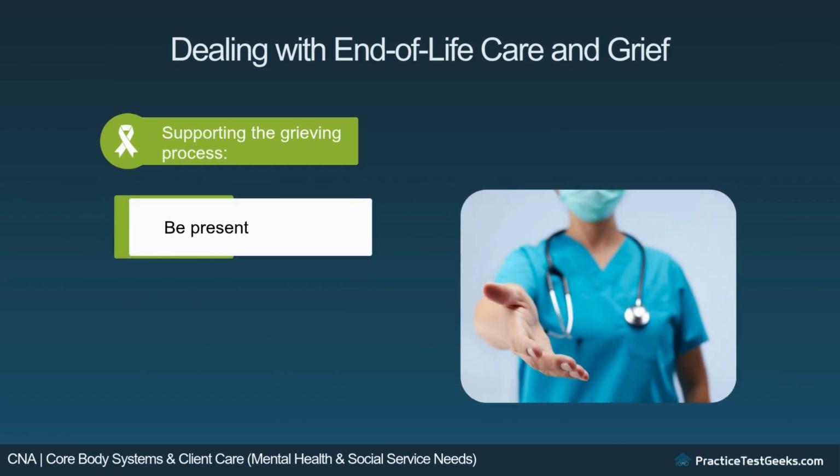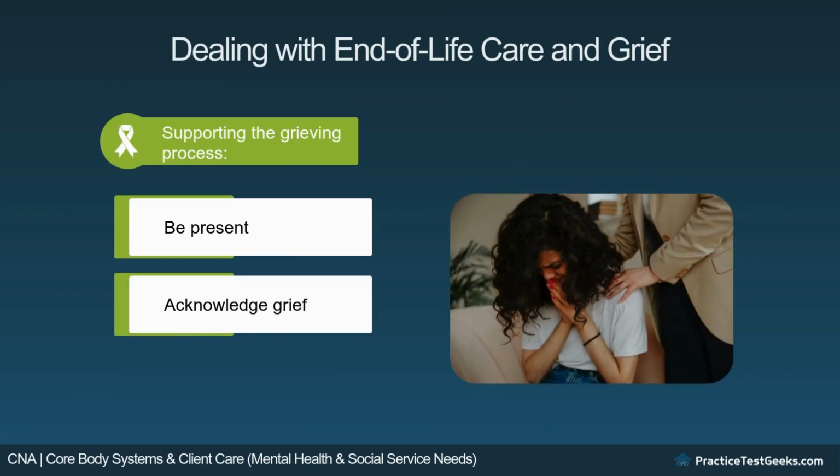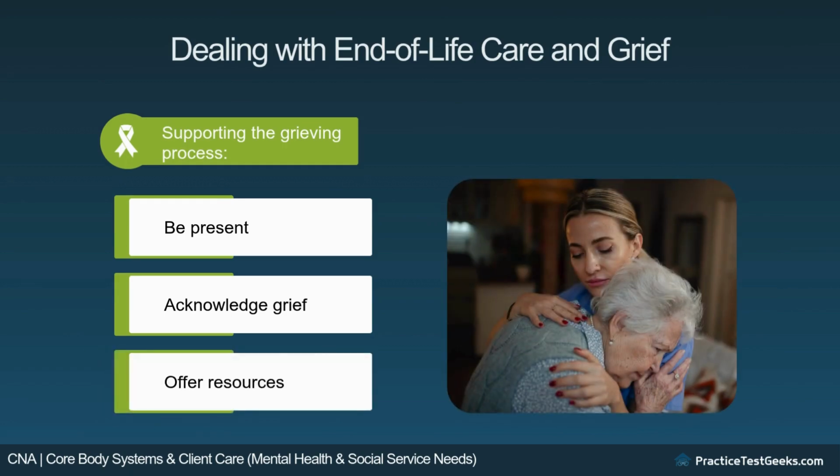1. Be present. Sometimes, offering emotional support simply means being there for the patient or family. 2. Acknowledge grief. Understand that grief can manifest in many ways, for example, anger, sadness, denial, and allow family members to express their feelings. 3. Offer resources. Provide information about grief counseling or support groups if needed.